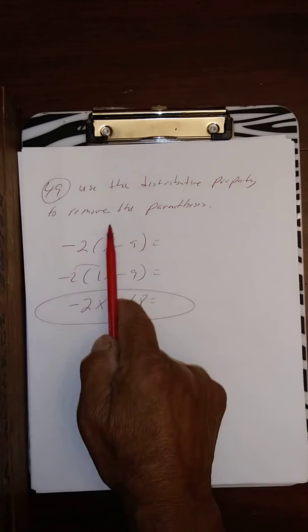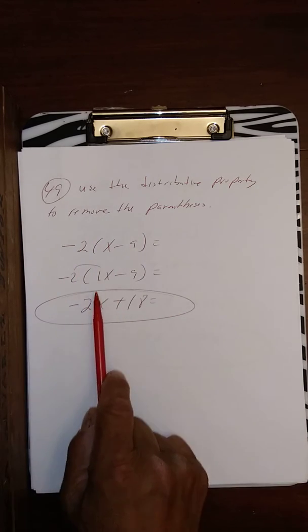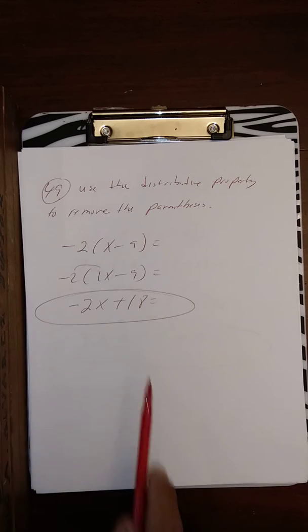Distributive property. To remove the parentheses. So negative that times that is a negative 2x. That times that, negative times negative is a positive 18.